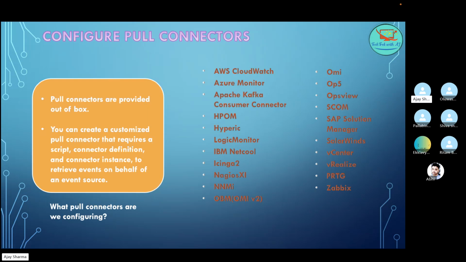So pull connectors are provided out of the box. You can also create a customized pull connector, and that requires a script, a connector definition, and a connector instance to retrieve events on behalf of the event source, right? So as I mentioned, out of the box is there, but if we want to create custom pull connectors, that is also available.